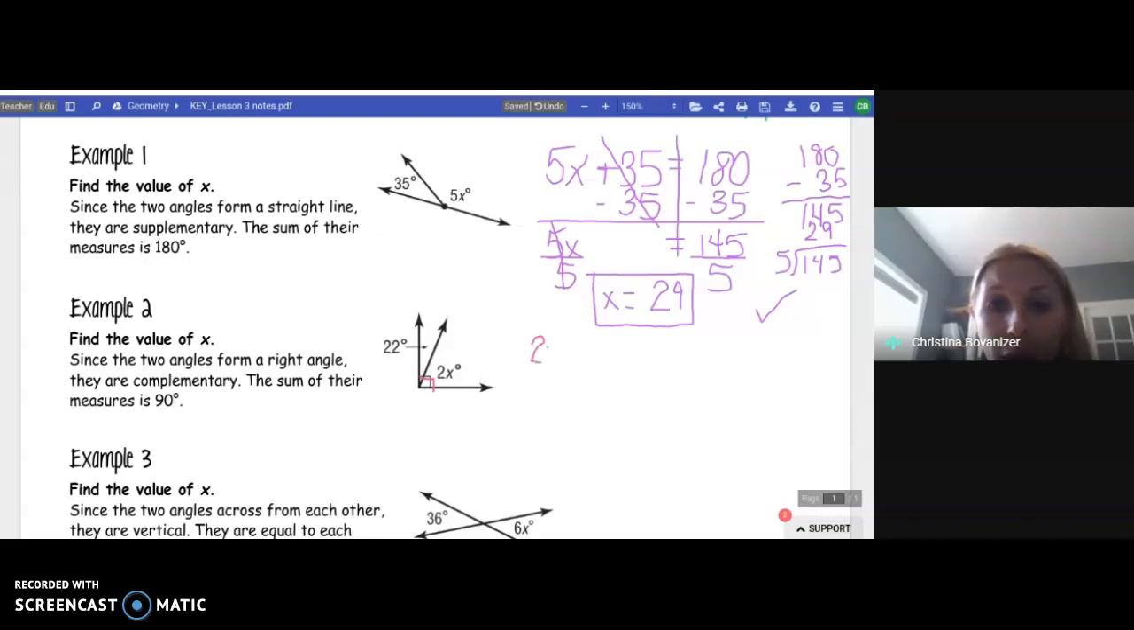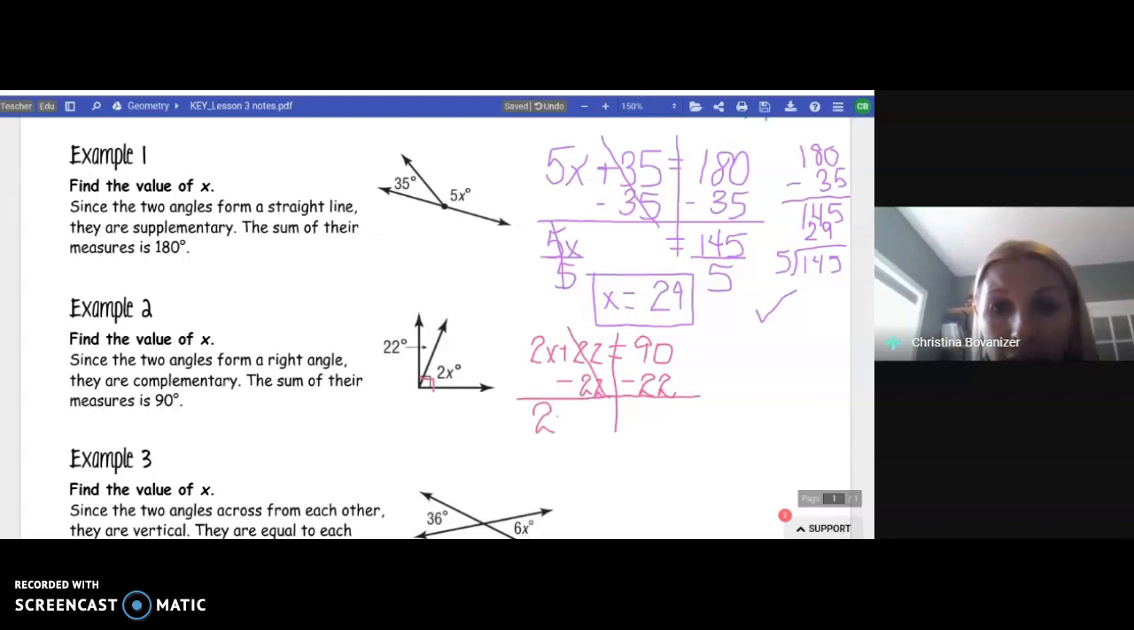So we're going to say 2x plus 22. But this time, instead of our equation equaling 180 degrees, because these two angles are complementary, we know that when you add them up, they equal 90 degrees. So we're going to say in our equation, 2x plus 22 equals 90. So we're going to solve this equation for x one more time by subtracting 22 from both sides.